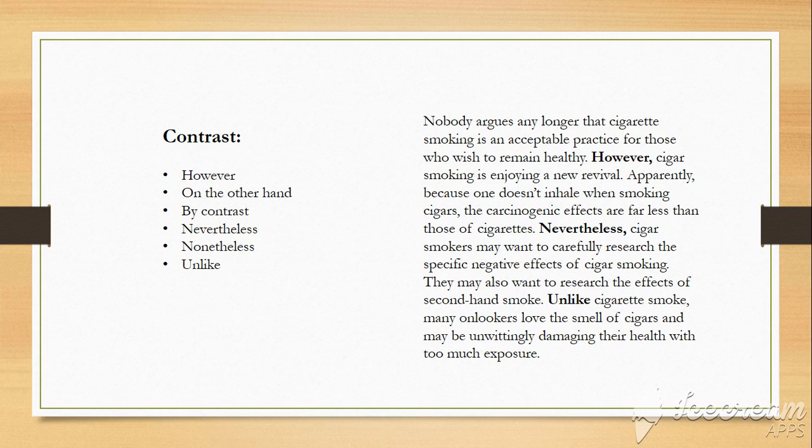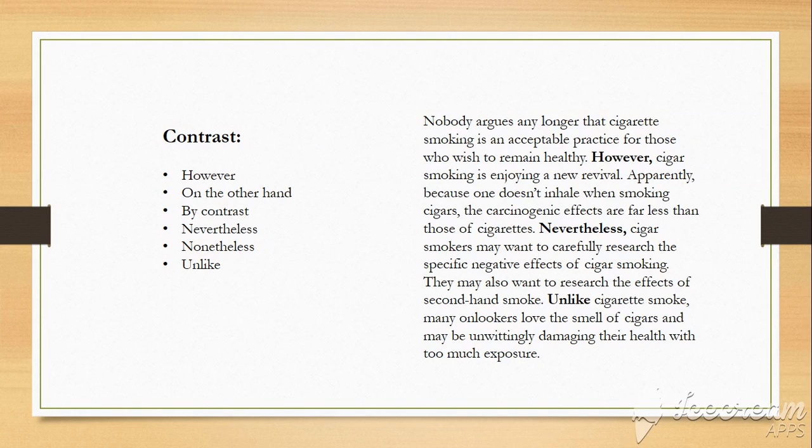Transitions can also show contrast. And just look at the first two sentences of the example. Nobody argues any longer that cigarette smoking is an acceptable practice for those who wish to remain healthy. However, cigar smoking is enjoying a new revival. You see, there's a contrasting idea. Nobody smokes cigarettes. However, lots of people are starting to smoke cigars. So you see that there's a contrast there, that this is the opposite or different from what was just said. And that helps the reader keep his bearings and know that you're not saying something similar to what you've just said.